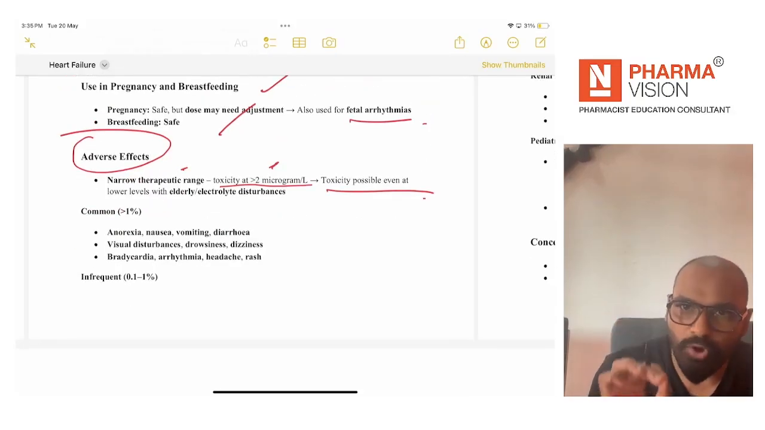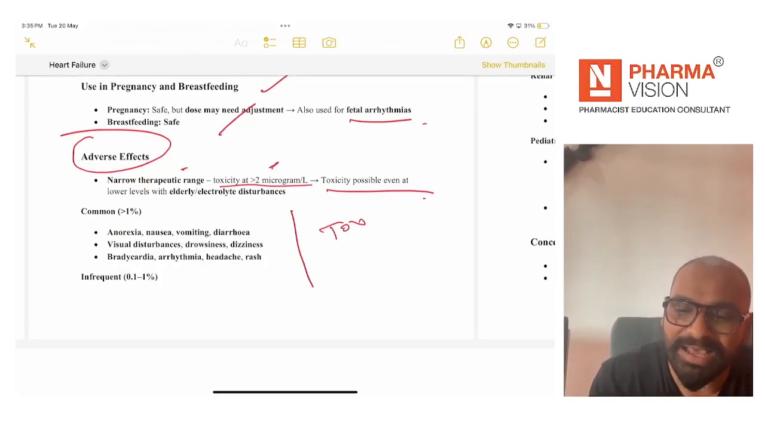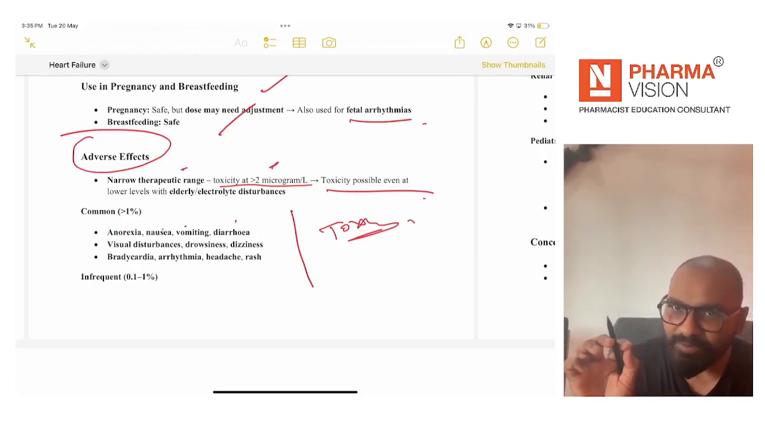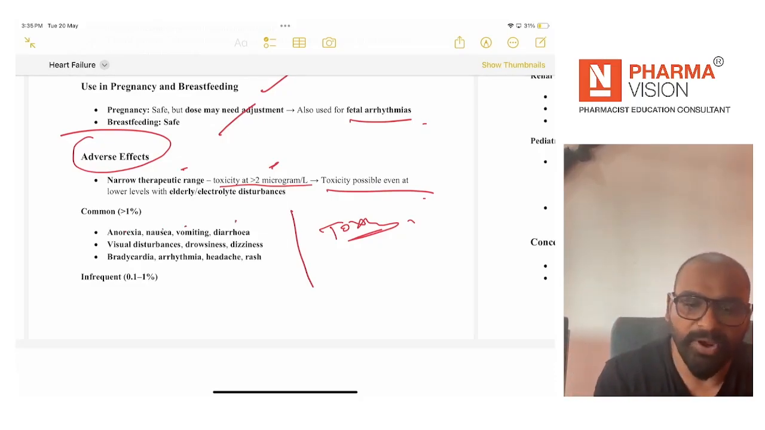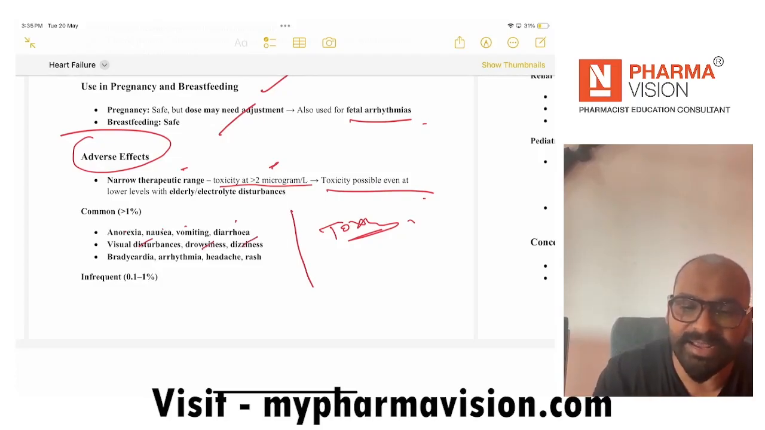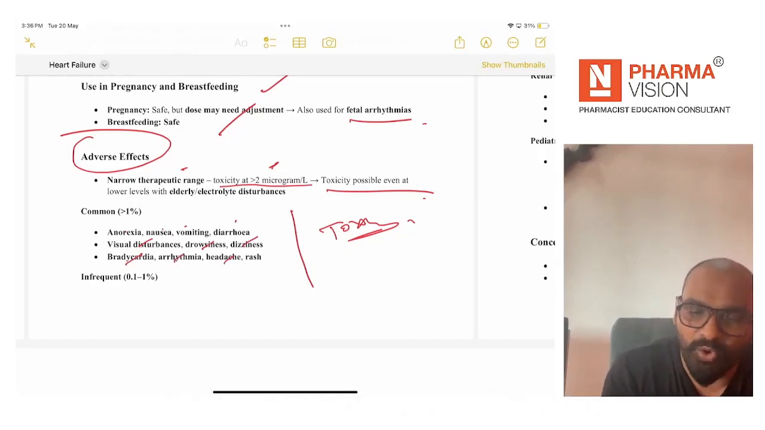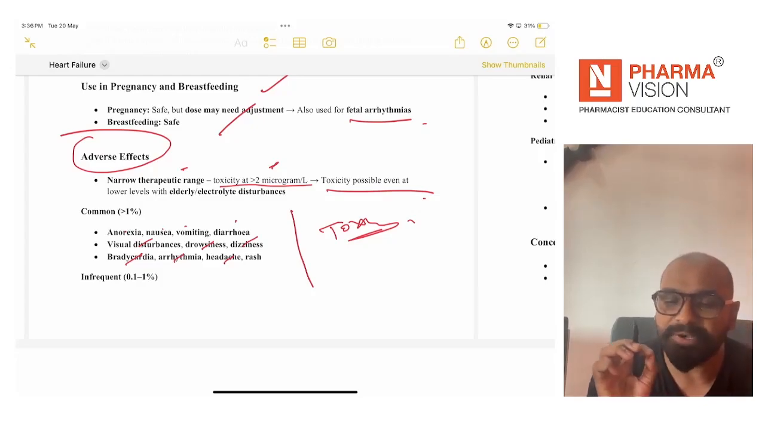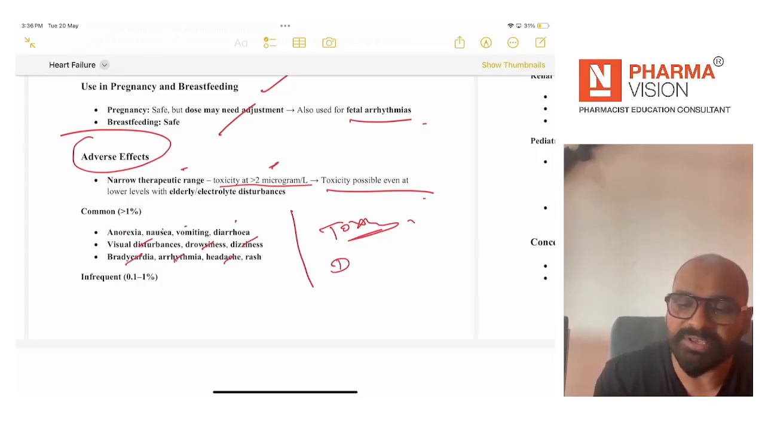The most common digoxin toxicity symptoms are like this: anorexia, nausea, vomiting, diarrhea, all the GI related points. Visual disturbance, drowsiness and dizziness. Bradycardia, arrhythmia, headache. So these are the most important common symptoms of digoxin toxicity.